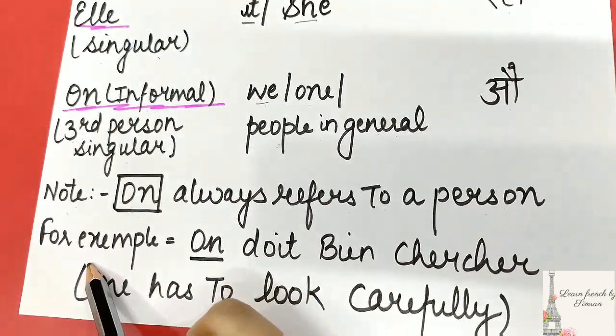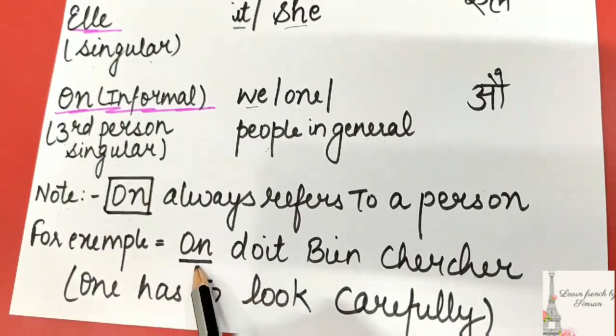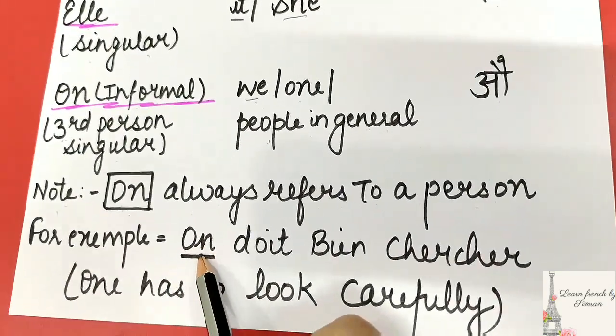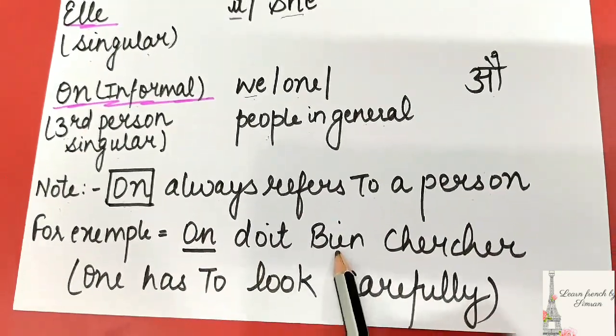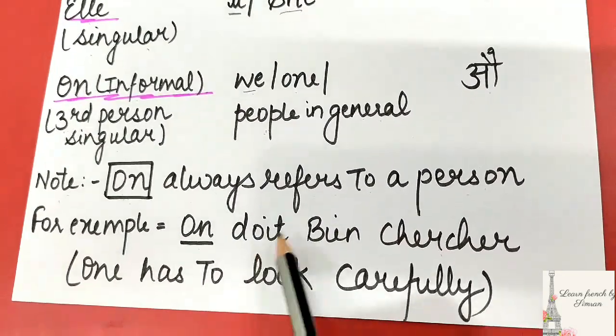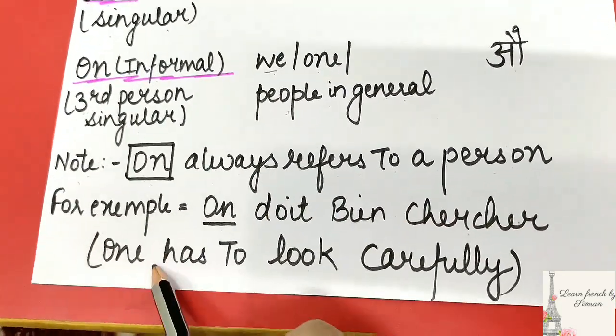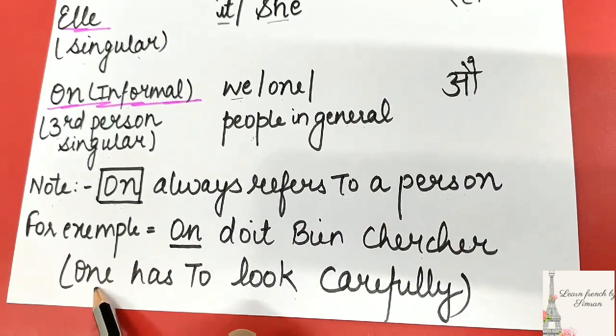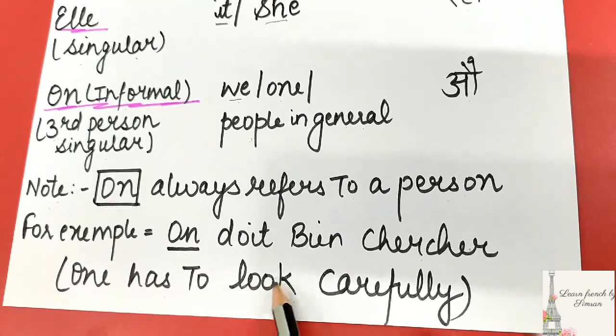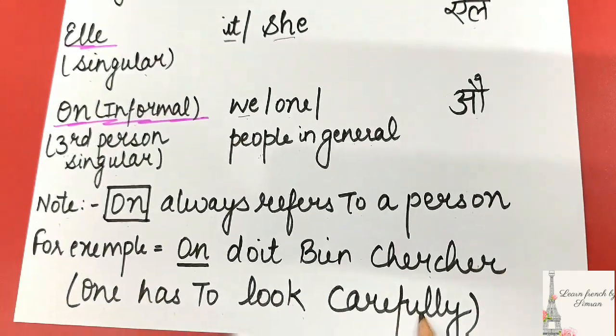Now here I have given an example. You can see here, "On doit bien chercher." Now this I have written in French. You can see the translation here below. One has to look carefully.